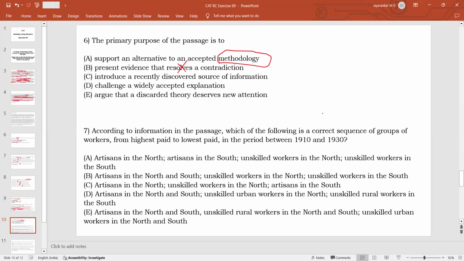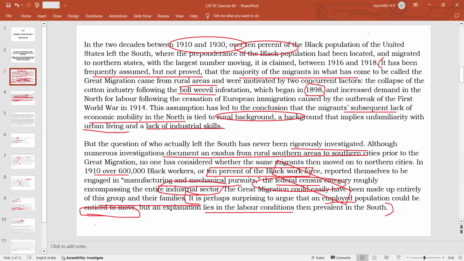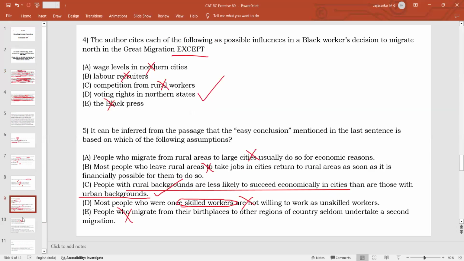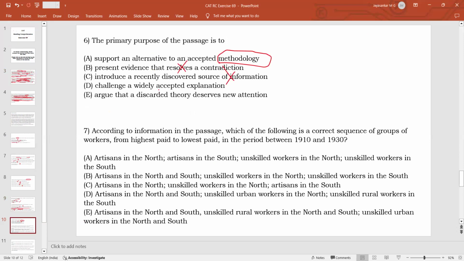Option C, introduce a recently discovered source of information. There is no recently discovered source of information given in the passage. So this is wrong again. Challenge a widely accepted explanation. Correct, because it says in the first paragraph that it is frequently assumed but not proved. That means this is an explanation that is frequently taken as correct, but it is not proved. So that assumption or that argument is challenged in the passage. So here you can say that this could be a possible answer. Keep it in your mind.